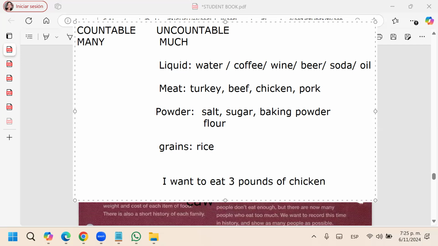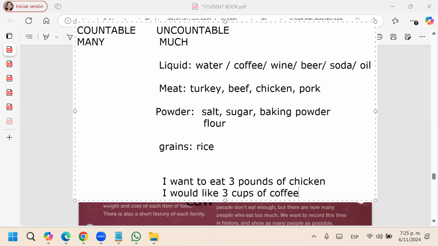Maybe to drink, I would like 2 or 3 cups of coffee. Like this, I can count it. I can say 1, 2, 3, 4, 5. But in real life, a lot of people don't pay attention to this rule, and they say, I drink 2 coffees, 3 coffees, 4 coffees, because they don't pay attention to it.